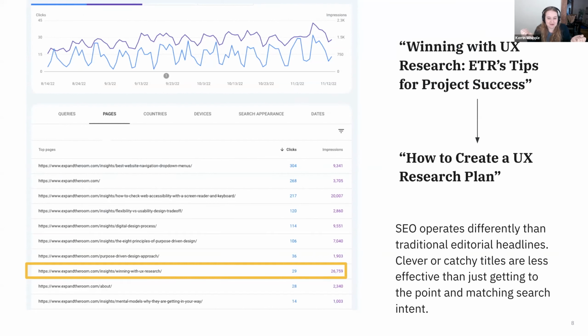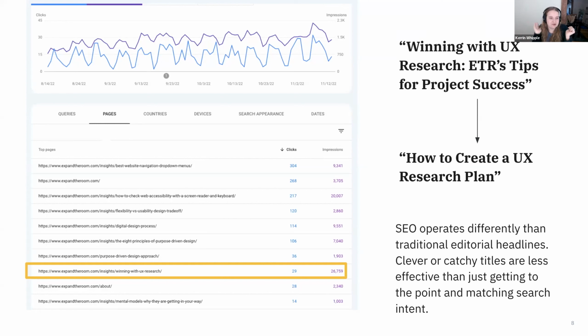So another experiment we did recently was we had this article, "Winning with UX Research, ETR's Tips for Project Success." And no one is searching for winning with UX research. That's very editorial. Maybe we can get some other keywords with this, but I noticed that we were showing up in a lot of titles that had to do with creating a UX research plan.